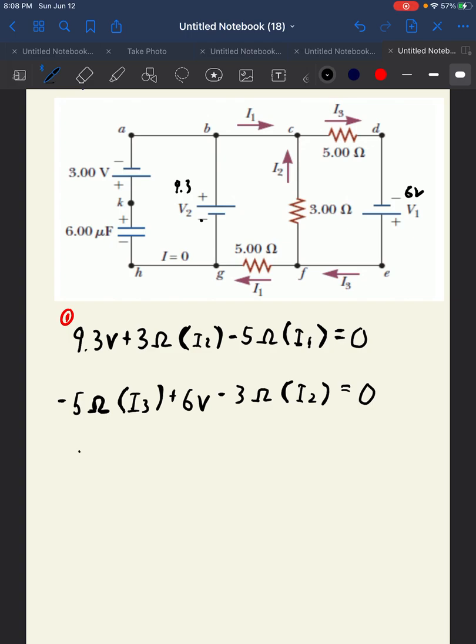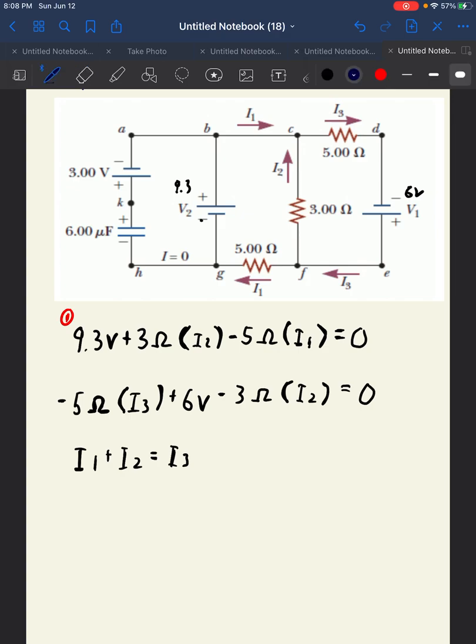So that would be I1 plus I2 equals I3. And that is right here. We have I1 and I2 going into node C, and I3 is coming out. So with these equations, we can set up a system of equations and solve it via matrices.